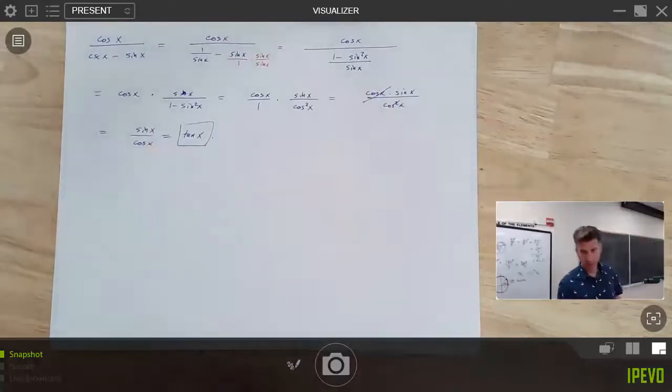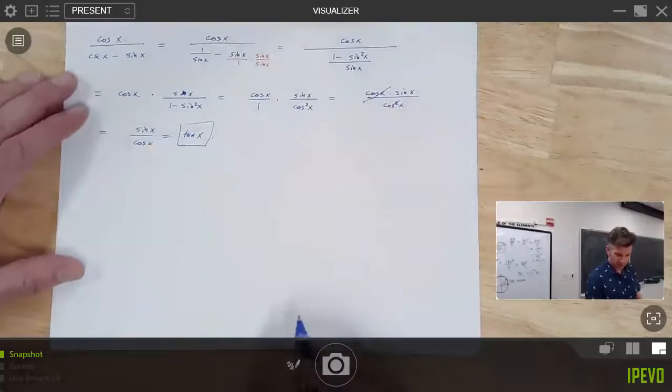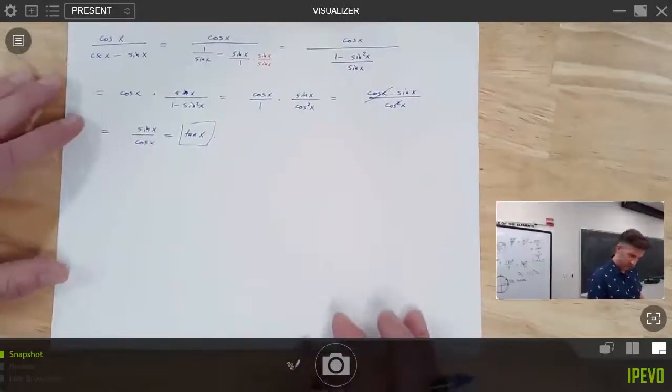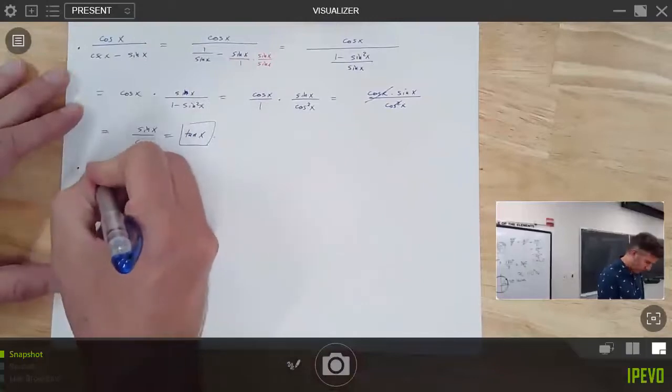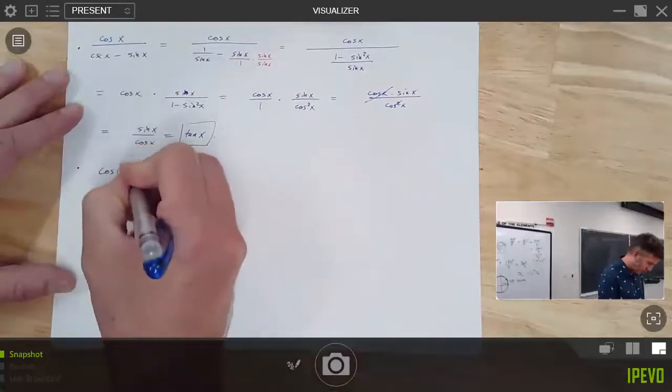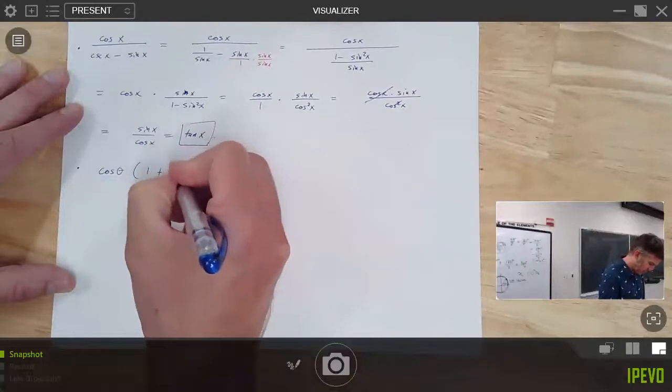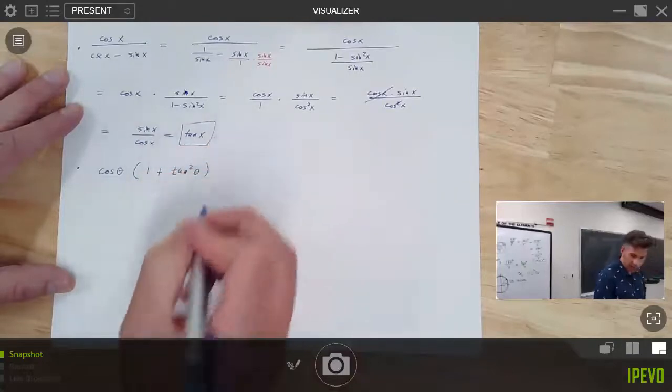Let's do a couple more, and then we will look at a couple different things. So here's another one. Here's a funky looking one that I hadn't really paid attention to. This one might be easier than I mean to, that's okay. So I've got cosine of theta times 1 plus tangent squared. And yeah, this one will be kind of easy.